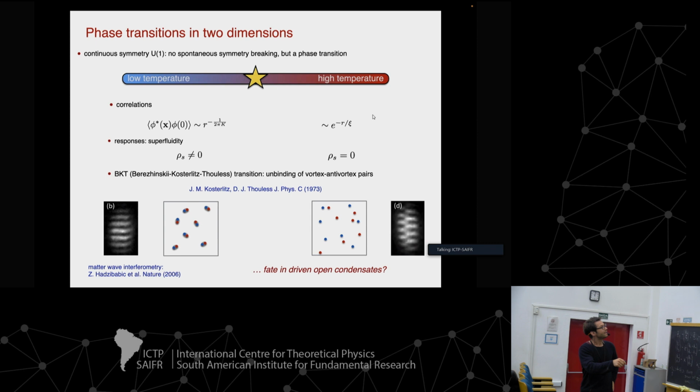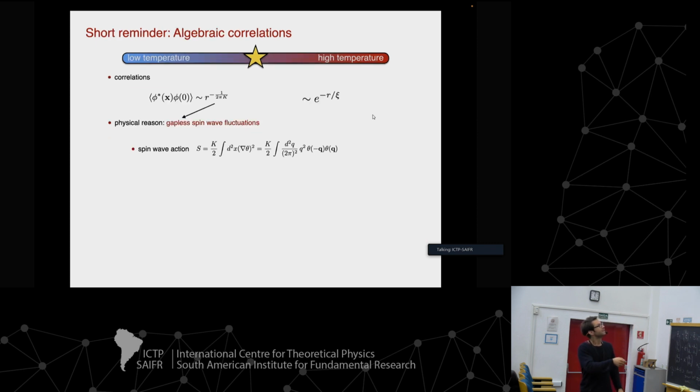In between this low and high temperature phase, there is what is known as a Berezinskii-Kosterlitz-Thouless transition, which can be understood as the unbinding of vortex anti-vortex pairs. We won't make it to this point, although it's interesting. The interesting feature for this first part is the presence of correlations which are algebraic. And we want to know the fate of this physics in an out-of-equilibrium system. Now, I want to give you a little background.